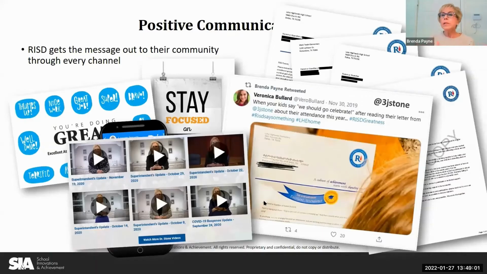But not only do we communicate to our families when kids aren't showing up, but we also communicated with our families when they were showing up. And Erica has a slide I want you to see, because you don't want everything about attendance to be negative. We want to celebrate our families. And so for positive communication, we told parents why it was important for kids to be in school, the benefits of being in school. Our superintendent did positive letters. She did videos about the importance of coming to school. We did notifications of students who missed less than like 1% of the school year.